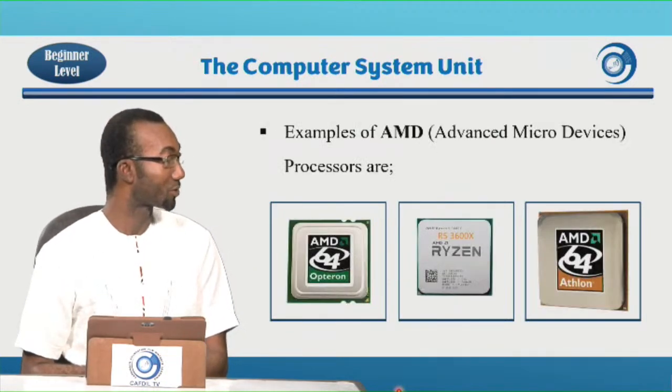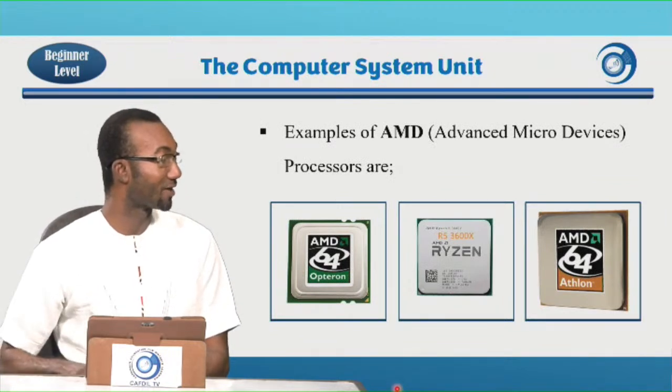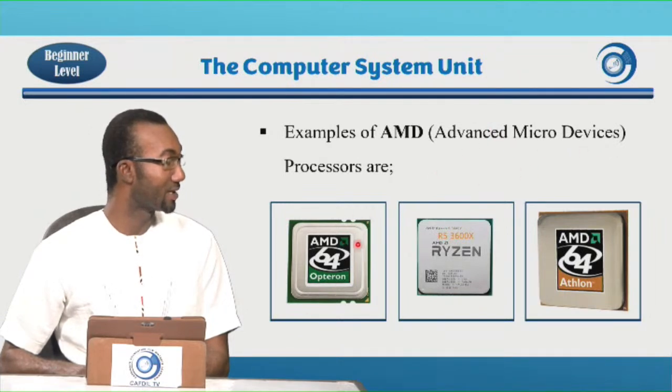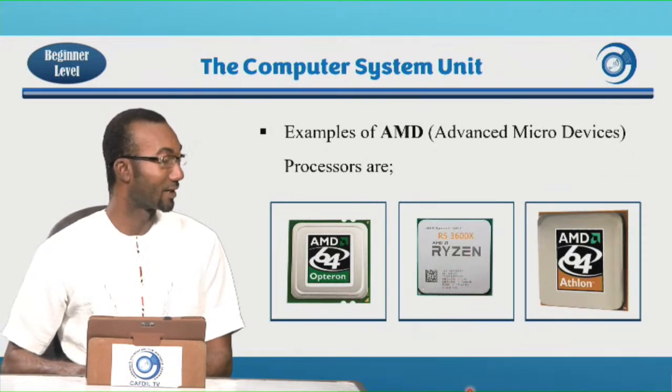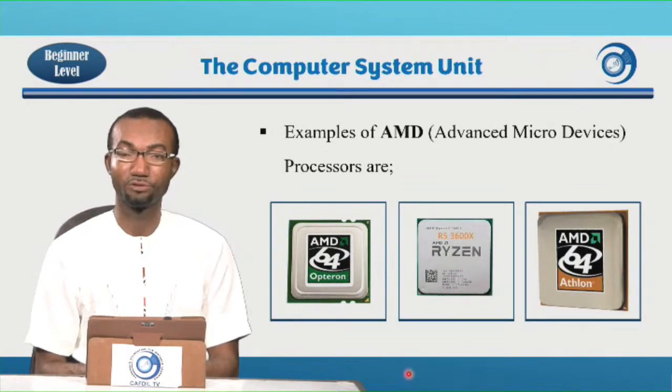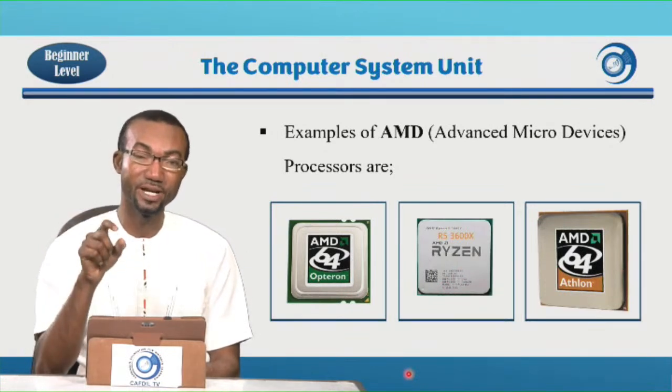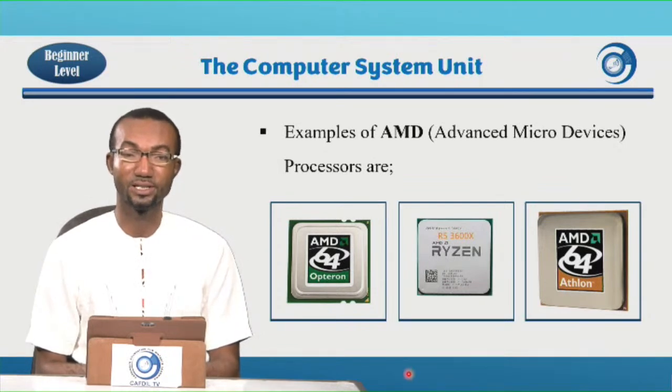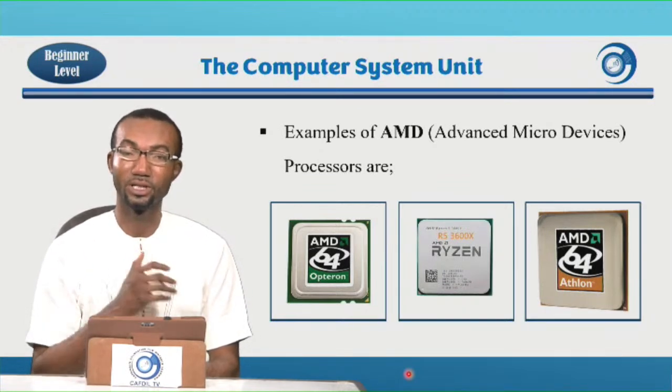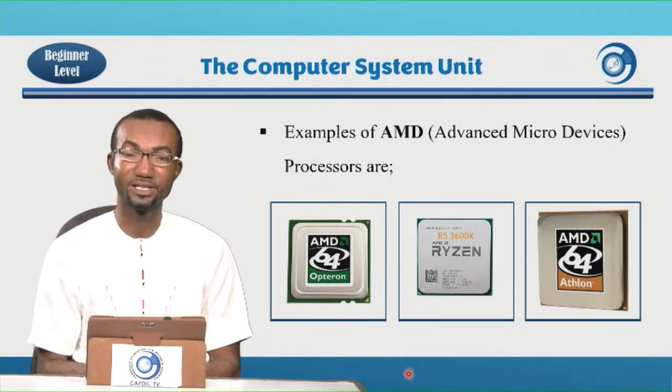We also have some examples of AMD. AMD stands for Advanced Micro Devices, and these are some of the examples of AMD processors: the Opteron, the Ryzen, and then the Athlon. They are all examples of AMD processors. They are the brain inside your computer systems. They do all the calculations for you. Whether you are dealing with Excel, a presentation software like PowerPoint, Microsoft Word, or any graphic designing, they do most of the tasks you handle with your PC.